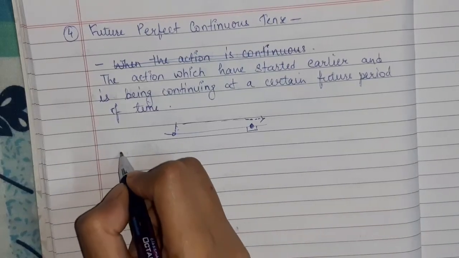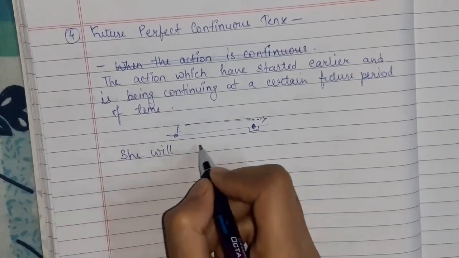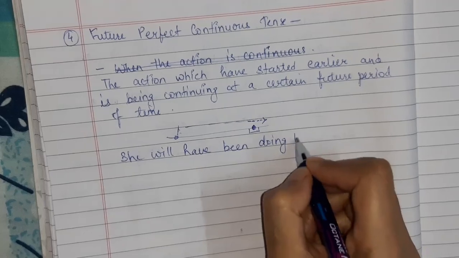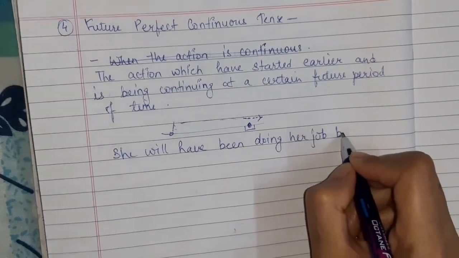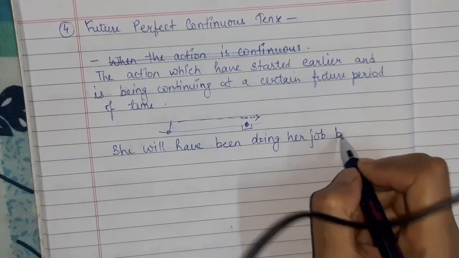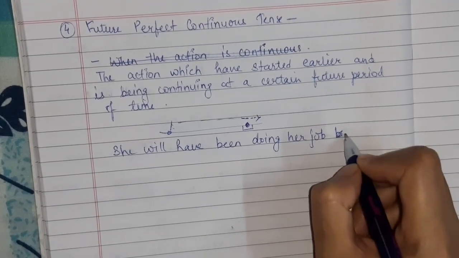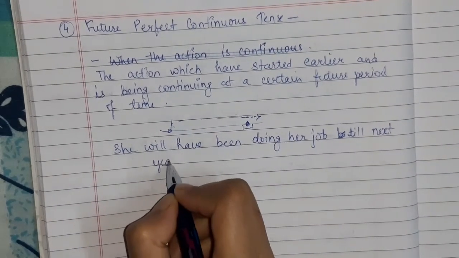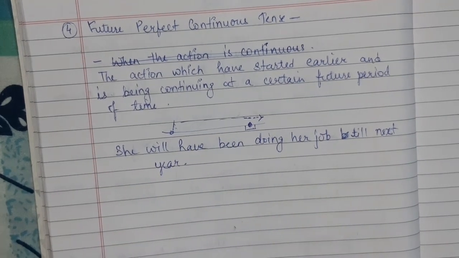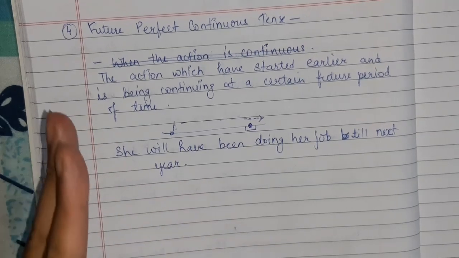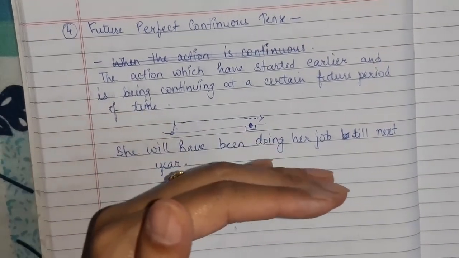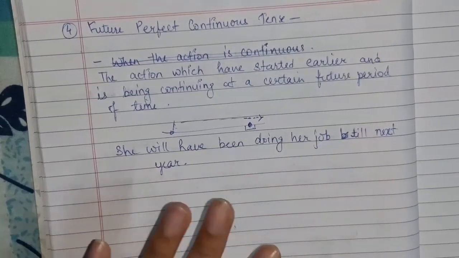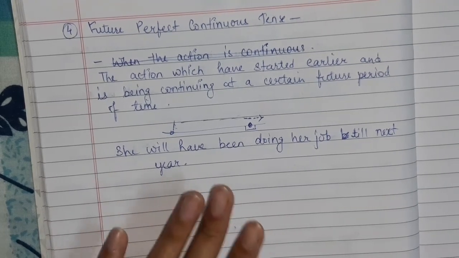So for example, she will have been doing her job till next year. So next year is a future point of time. She is already doing the job, the action of the job is continuing, and it will continue till next year. Okay, so next year is the future time period. By that time also the work will be going on.